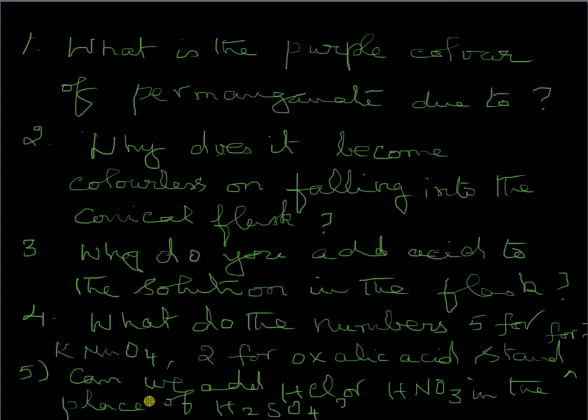The next question, what do the numbers 5 for KMnO4, 2 for oxalic acid stand for? I already explained that as per the equation, 1 mole of MnO4 minus ion takes up 5 moles of electrons for itself getting reduced. Isn't it? Refer to the equation. In the equation for the reduction half reaction of permanganate, we have put 5 electrons in the equation. That means 1 mole of permanganate ion requires 5 moles of electrons for its reduction.